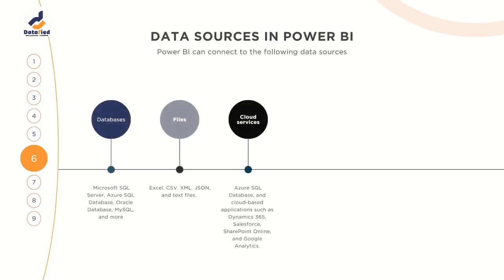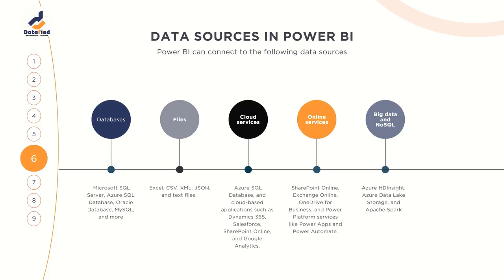Then there are cloud services. You can use cloud services like Azure SQL Database, like we mentioned earlier, and cloud-based applications such as Dynamics 365, Salesforce, SharePoint Online, and Google Analytics. All of these different data sources can be connected to Power BI. Then we have another source, the online sources such as SharePoint Online, Exchange Online, OneDrive for Business, and Power Platform services like Power Apps and Power Automate. All of these are interesting sources of data that can also be connected to Power BI.